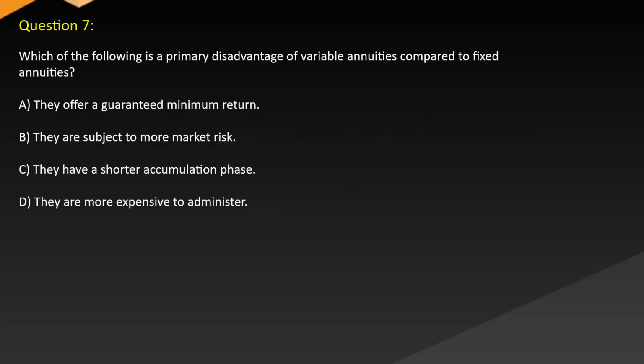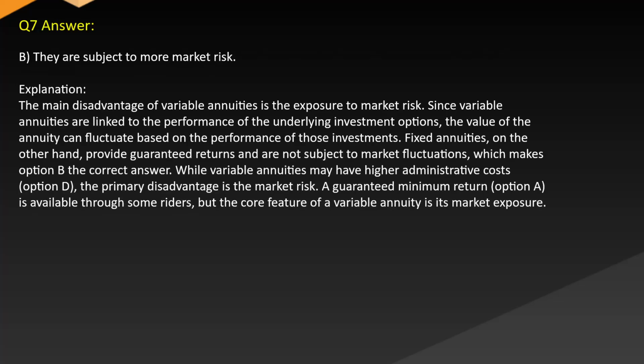Question 7. Which of the following is a primary disadvantage of variable annuities compared to fixed annuities? A. They offer a guaranteed minimum return. B. They are subject to more market risk. C. They have a shorter accumulation phase. D. They are more expensive to administer. Answer B. They are subject to more market risk.